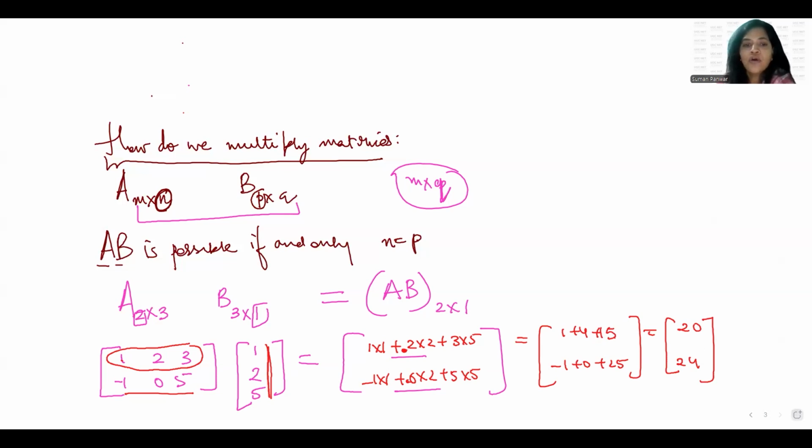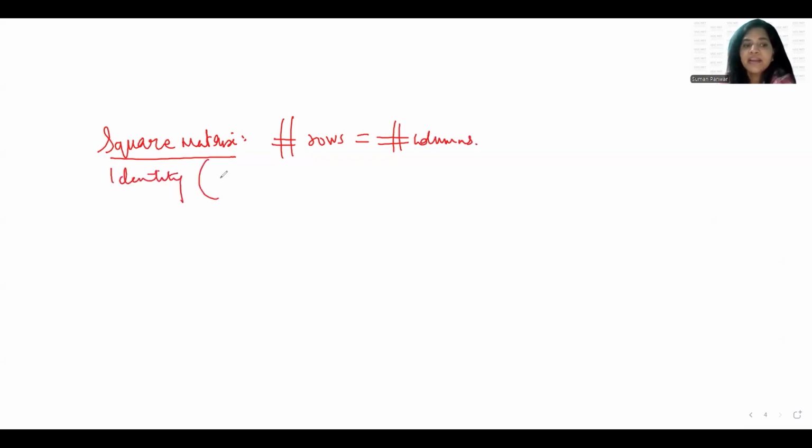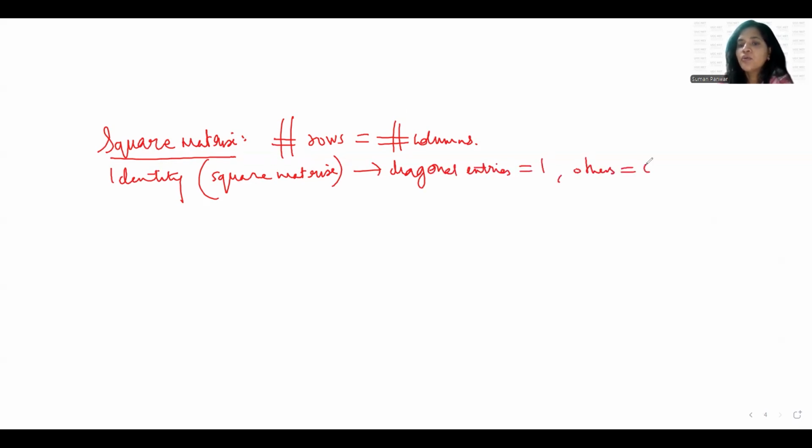All right. So now some terminologies. What is a square matrix? A square matrix is the one where the number of rows is equal to the number of columns. That is what a square matrix is. What is an identity matrix? An identity matrix is a square matrix. First of all, in the identity matrix, the number of rows and the number of columns have to be equal, and all the diagonal entries are 1, others 0.